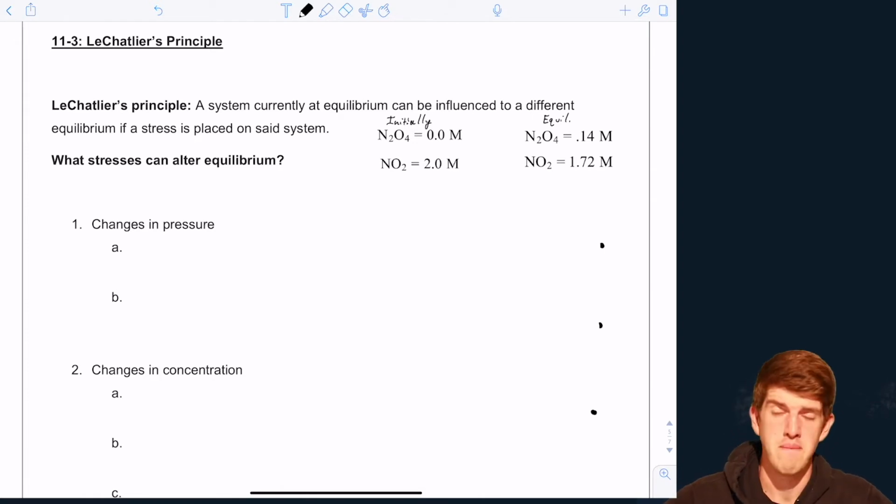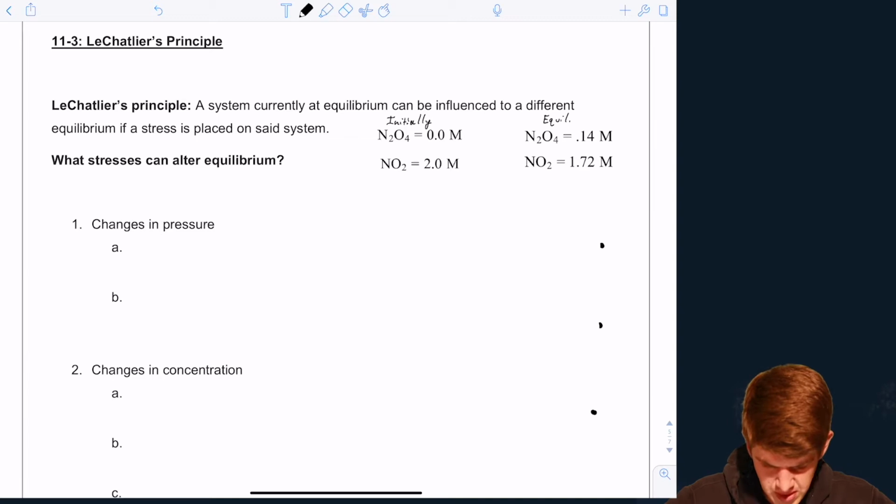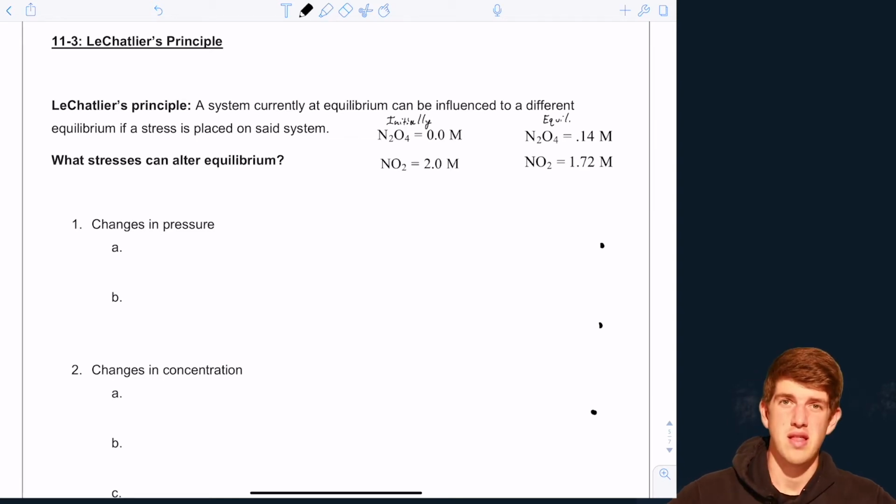Now that's great and all, but why can't I get more N2O4 and less NO2? What happens if I want to get more of a product or less of a product? Or I just want to get rid of some of my reactants. Well, some guy named Henry Le Chatelier came up with a brilliant solution to this, which was that equilibriums are very finicky. Equilibriums exist at certain concentrations, they exist at certain temperatures, and they exist at certain pressures.